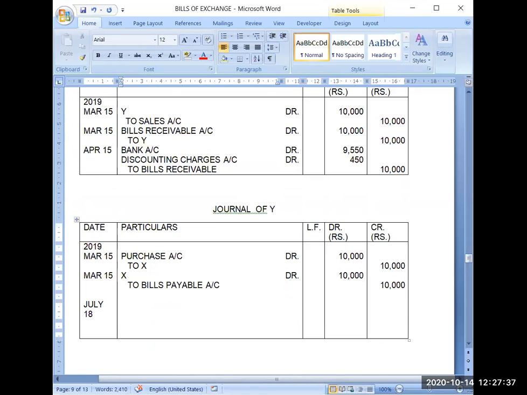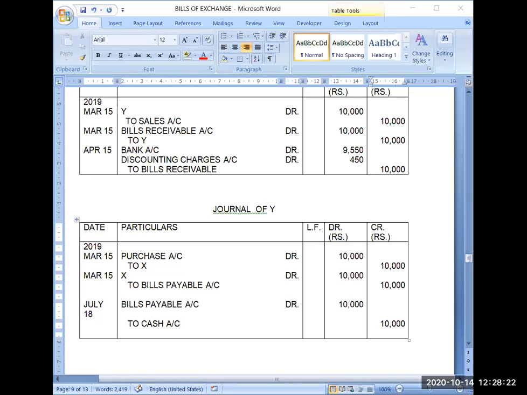So here what will happen? The bank will receive the payment and Y will make the payment. So Y will do the entry: bills payable account debit, because Y will collect back the bill, and now Y will make the full payment of 10,000 because Y's liability is of 10,000, to cash account or to bank account, whichever you can use, 10,000.